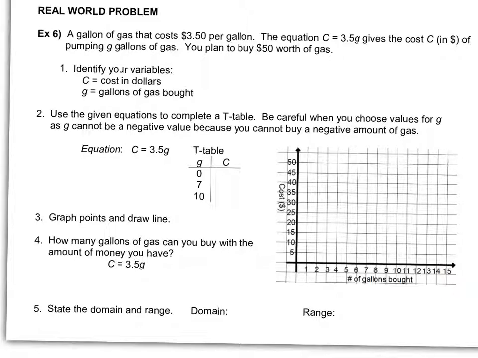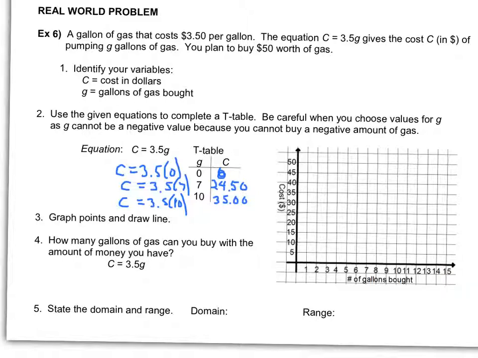So let's figure out what C is. C here is equal to 3.5 times 0. So we're substituting in, and we can see that that's just going to be 0. Then if we let G be 7, 3.5 times 7, if you multiply that out, you get $24.50. And then if you let G be 10, 3.5 times 10, then you would get $35.